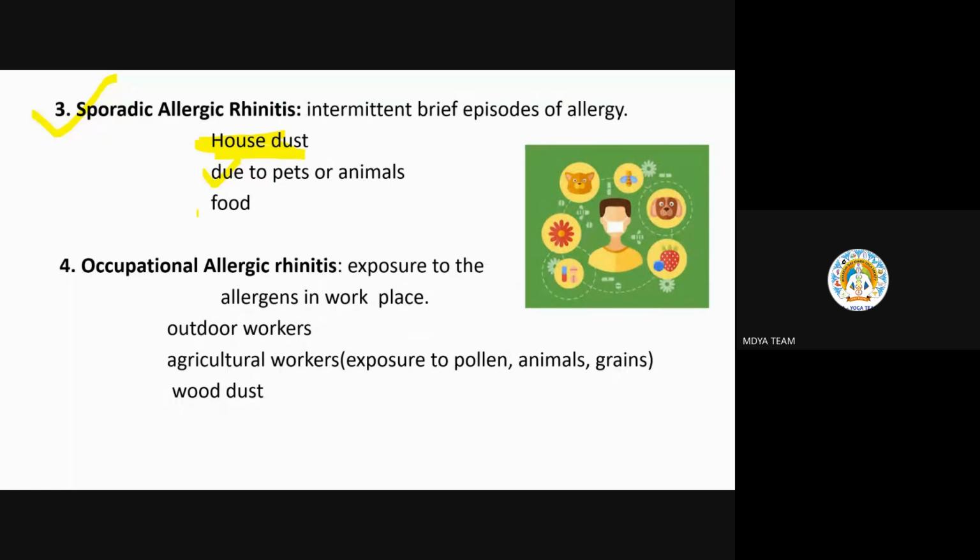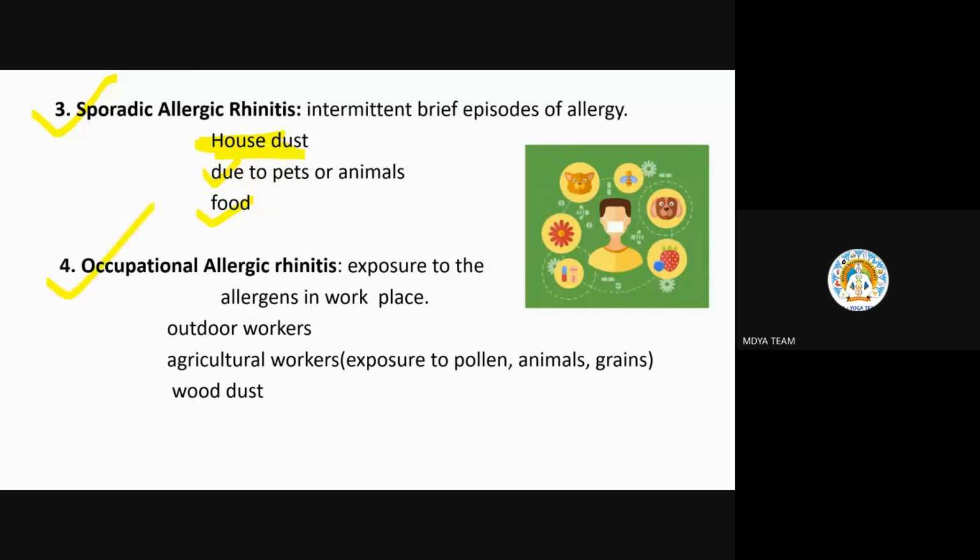Or some food items. We used to say this food is allergic to me at this time. Sometimes it is allergic to me, sometimes it is okay for me and I eat it. So in some intermittent episodes it could affect us. That is sporadic allergic rhinitis. Now we'll move to occupational allergic rhinitis.